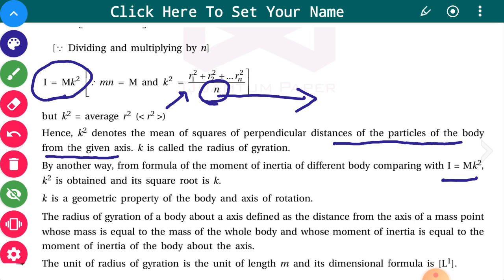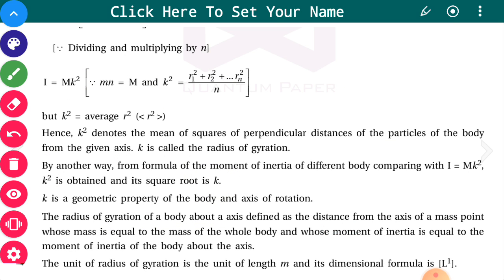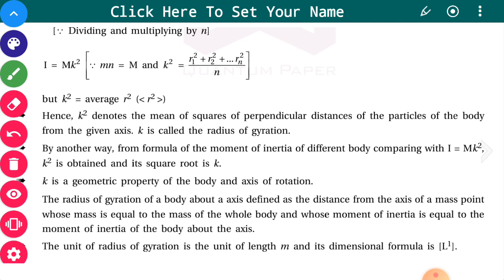And if you take the square root of this k square, that is k, then k is a geometric property of the body which is performing rotational motion, and this is known as the radius of gyration of the body about the axis of rotation. So if you take the square root of this, that will give you the radius of gyration. That is called the radius of gyration. The radius of gyration of the body about an axis is defined as the distance from the axis of a mass point whose mass is equal to the mass of the whole body and whose moment of inertia is equal to the moment of inertia of the body about that axis. This is the meaning. What is the radius of gyration?